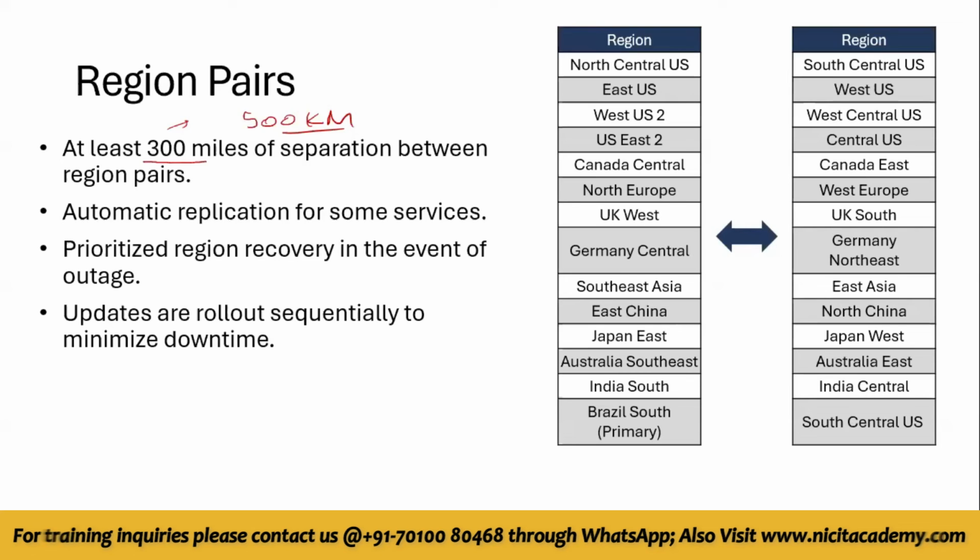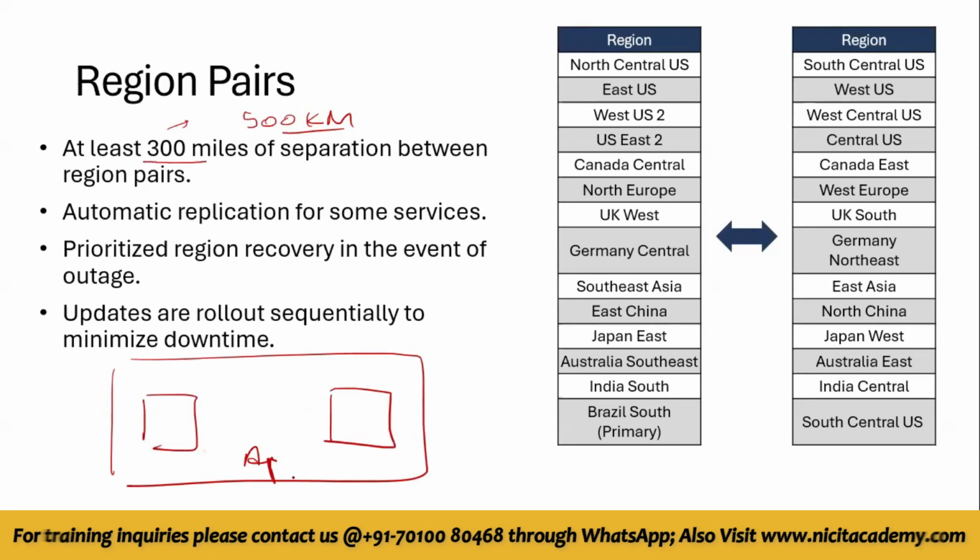See, failure is not the only reason for region pairs. There are multiple reasons. For example, let's say you have two regions in a country and they're both hosting an application. Currently you have the app 1.0 version. Tomorrow you come with app 2.0. So there is sequential rolling out of updates.